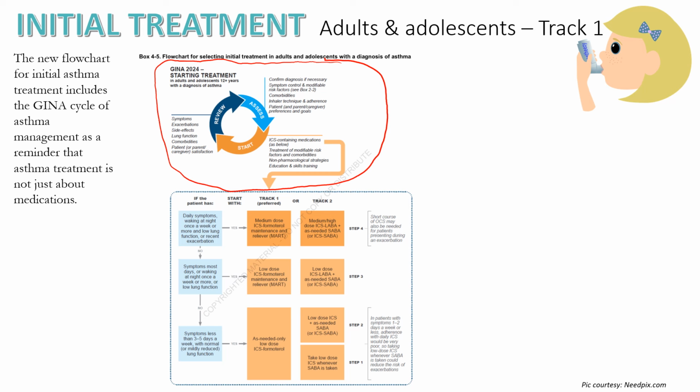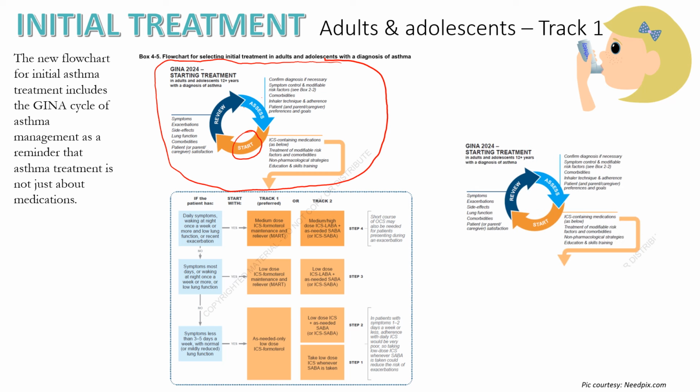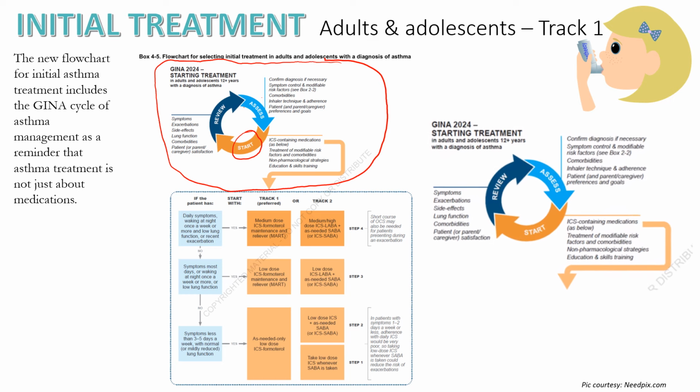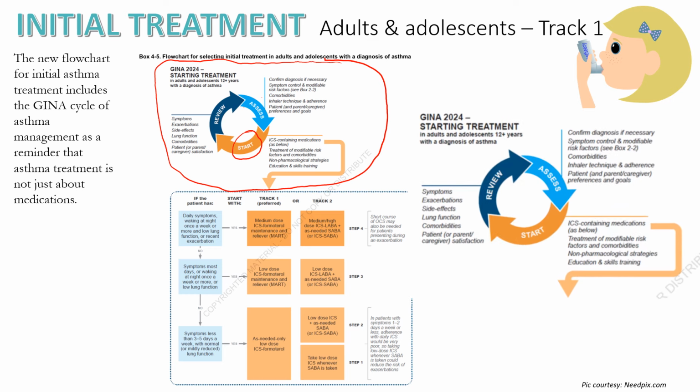And one thing I'd like to point out over here, that initially the terms used were assess, adjust and review, but what GINA in 2024 has changed is that it says assess, start and then review the patient. So this is the GINA guide, the asthma cycle of management, and here you can see that one must on every visit assess the following things.